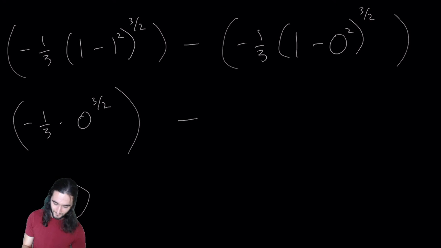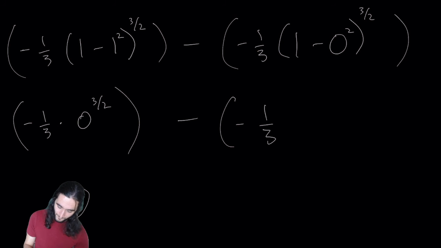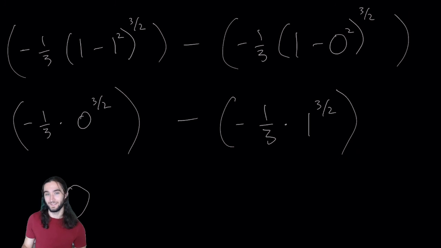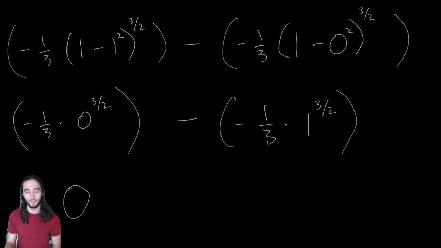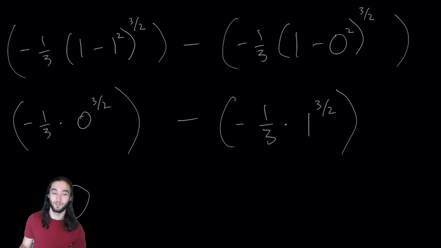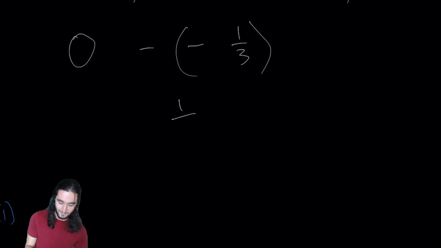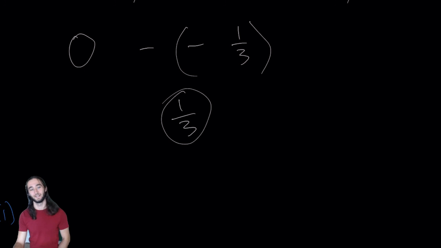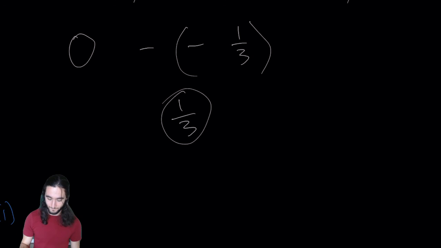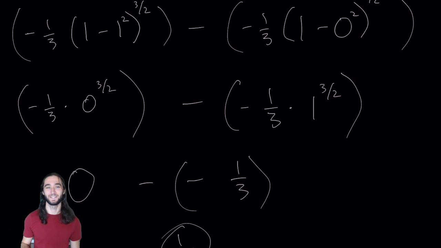The second term, on the other hand, negative 1/3 times, well, 0 squared is 0. 1 minus 0 is 1. And so it's actually 1 to the 3/2. Now, 1 to the anything is 1, including 3/2, so that's just 1. And then times negative 1/3 is negative 1/3. So this is 0 minus negative 1/3. And that's positive 1/3. So there you go. In the end, the answer to this problem is positive 1/3. And that's how you get it.